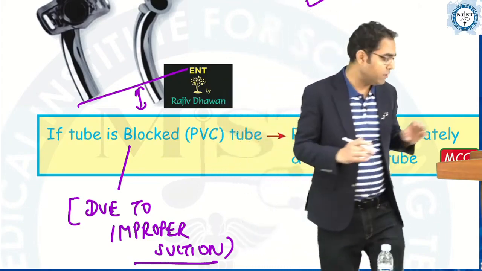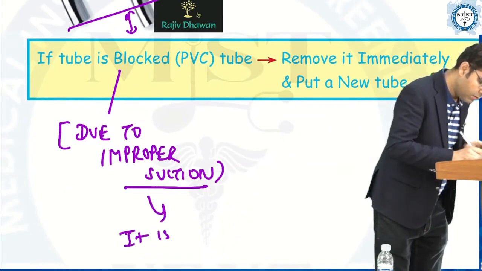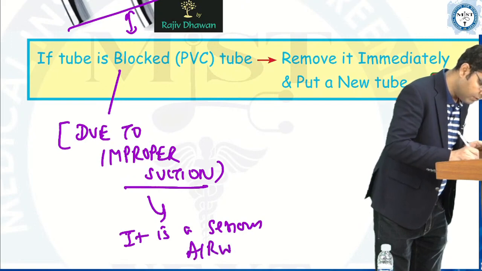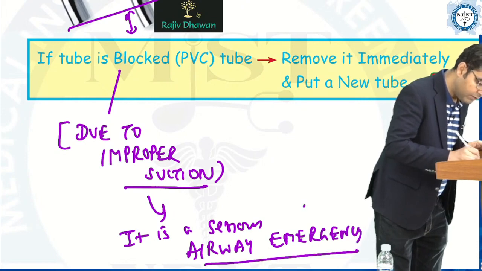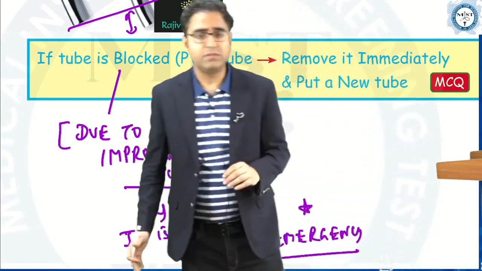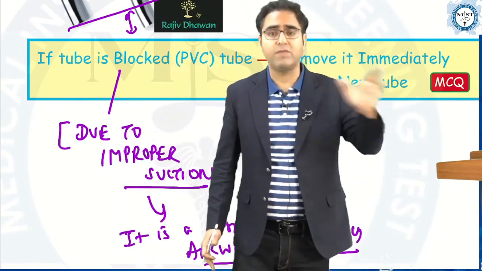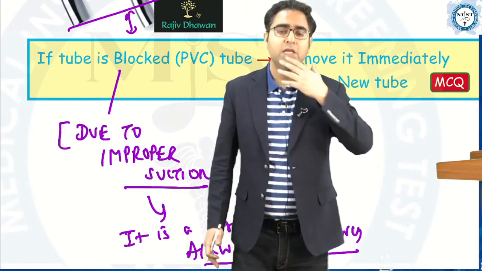Beta, first of all, write down: a blocked tube is a serious airway emergency. It is a very serious airway emergency, beta, because the tube getting blocked is a serious airway emergency. Okay? Now look at me, beta.